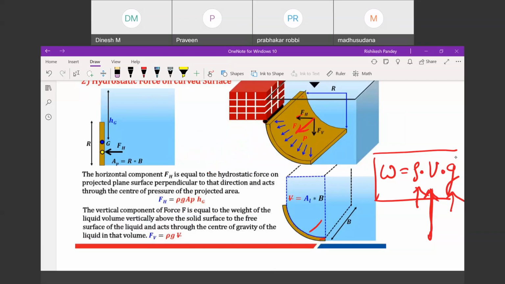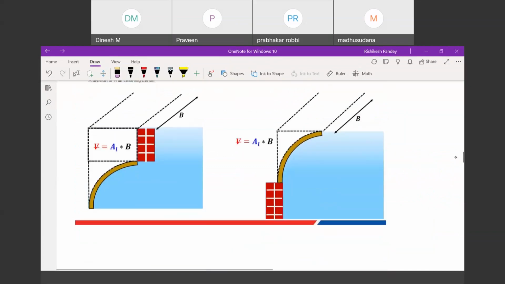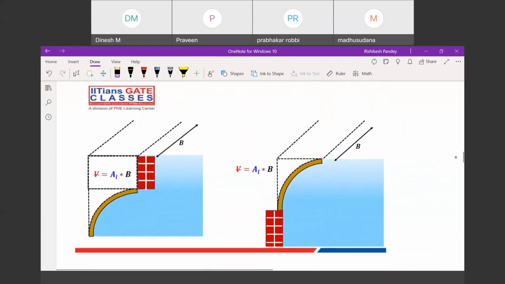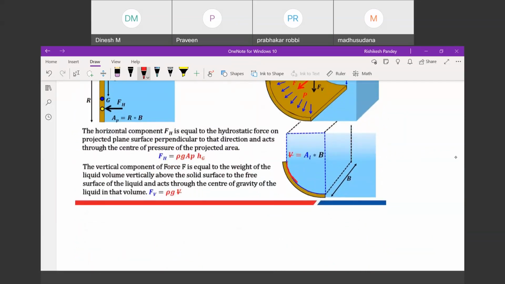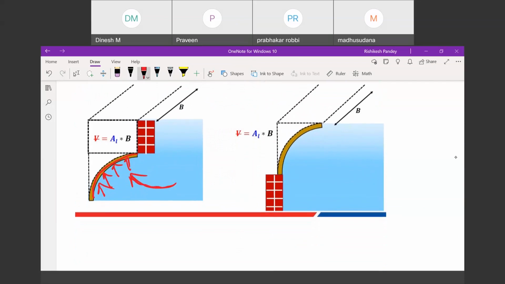Okay, now next, you may see this type of gate where fluid is exerting pressure from this direction. What is the difference? You see, in the earlier case this is the curve and fluid is above this curved surface, so pressure is acting from this direction. But in this particular case, fluid is exerting pressure from this direction.